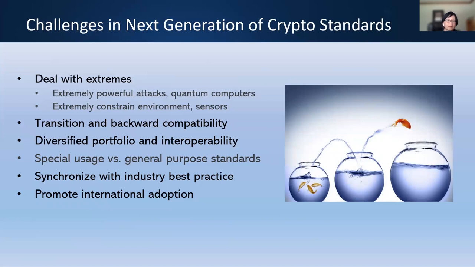The first challenge is that we will need to deal with extremes. So extremely powerful attacks like quantum computers, and also extremely constrained environments like sensors. You would think these two extremes will not go together very well in a system, because the attackers are powerful. However, the resources are limited. And the second challenge is the transition and backward compatibility. The transition will be required constantly, so we need to work on backward compatibility.